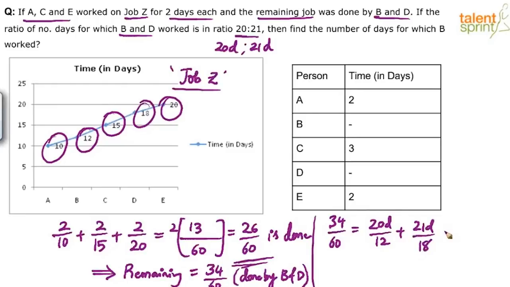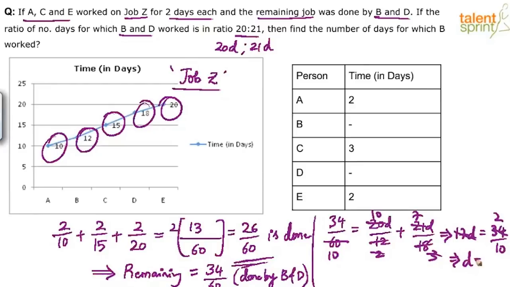Simplify this. What happens? For 12 and 18, the LCM is what? 180 again. So this goes 15 times, right? Or I think we can take 6 common. Let us simplify it here itself. Take 6 common. So this is 10 times, 2 times and 3 times. This is 10 times and this is 7 times. So basically 17D equals 34 by 10. 17D is 34 by 10. So D is 1 by 5.